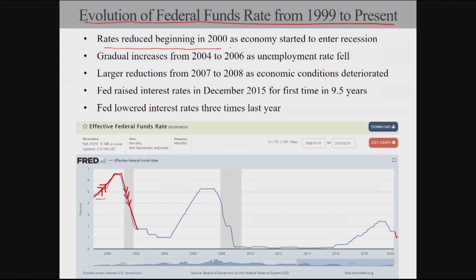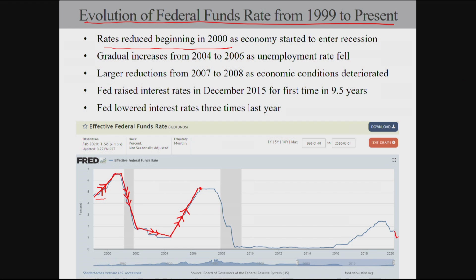So rates were reduced beginning in 2000 as the economy started to enter into recession, and they continued lowering rates for a while over the next few years. And then beginning in late 2004, they started to raise interest rates again. The idea was that the economy was growing, and this all happens gradually. The economy was growing healthily, and they wanted to avoid the possibility of the economy getting overheated, okay, and stopped when they got to a rate of about 5.25. This is probably about 5.25 here, and it stayed fixed for a while.